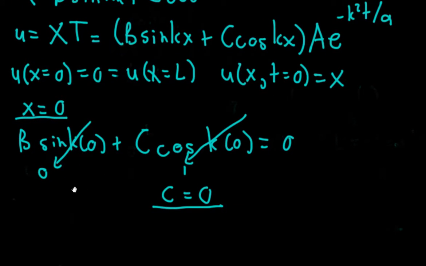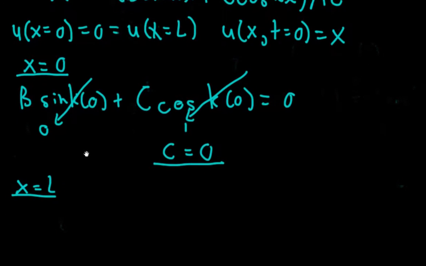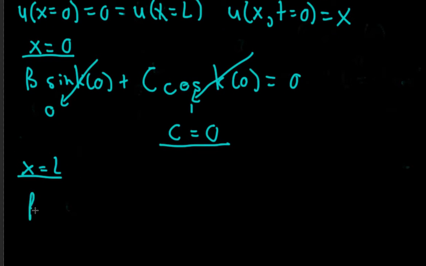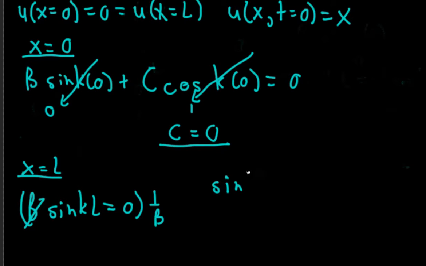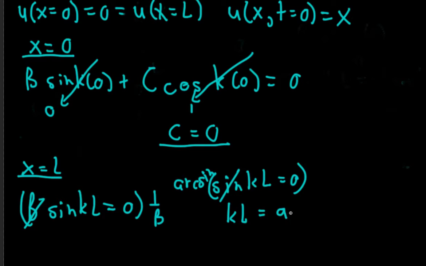And for x equals L, I already know that I don't have to use the cosine part, so it's just b times the sine of k times L is equal to 0. So I divide both sides by b, and I end up with sine of k L is equal to 0. So I'm going to take the arc sine of both sides, and this cancels the sine, and I end up with k times L is equal to the arc sine of 0.